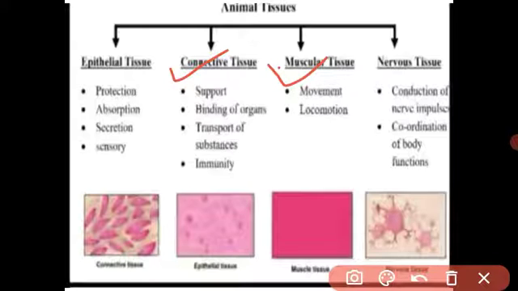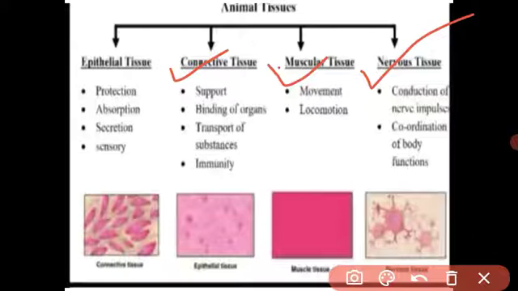And in the last video we have seen muscular tissue. Muscular tissue means our muscles are made from muscular tissue. It helps in movement and locomotion. There are also three types: striated muscle, unstriated muscle and cardiac muscle. In the last video we already studied the muscular tissue. Today we are going to study in detail the last type of animal tissue, nervous tissue.